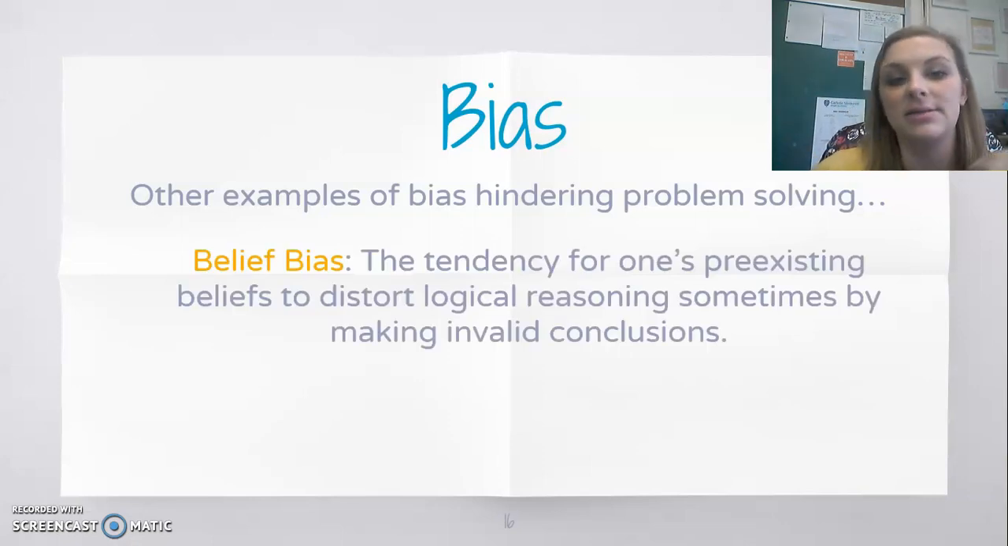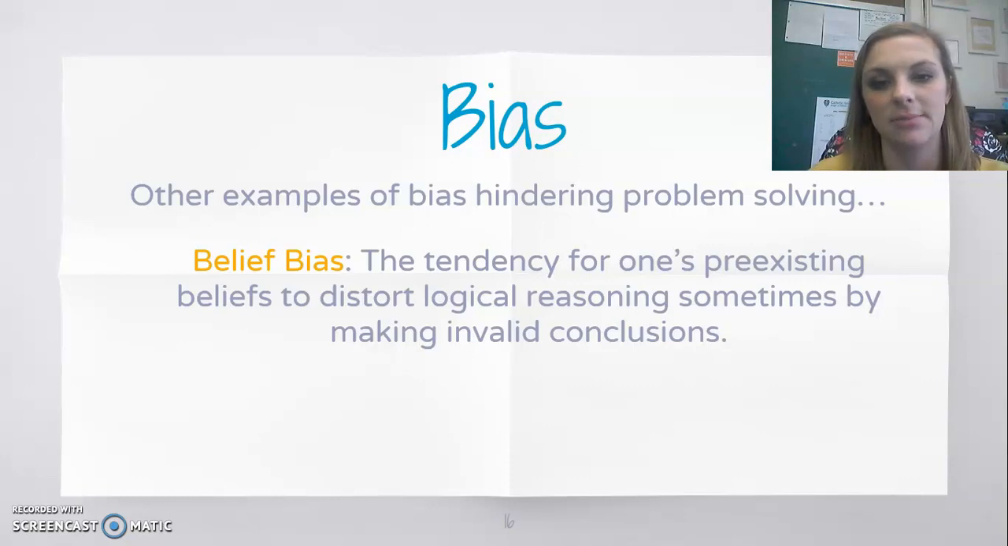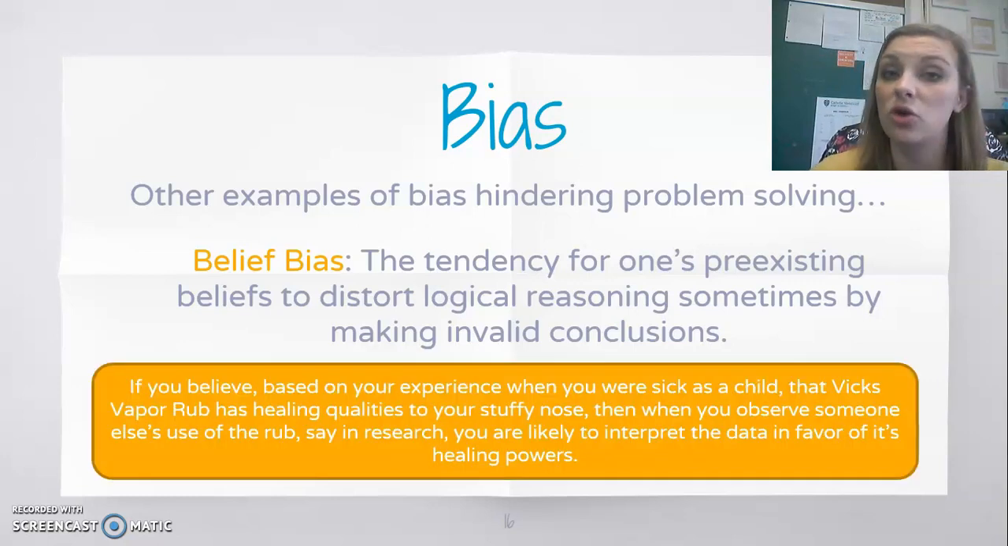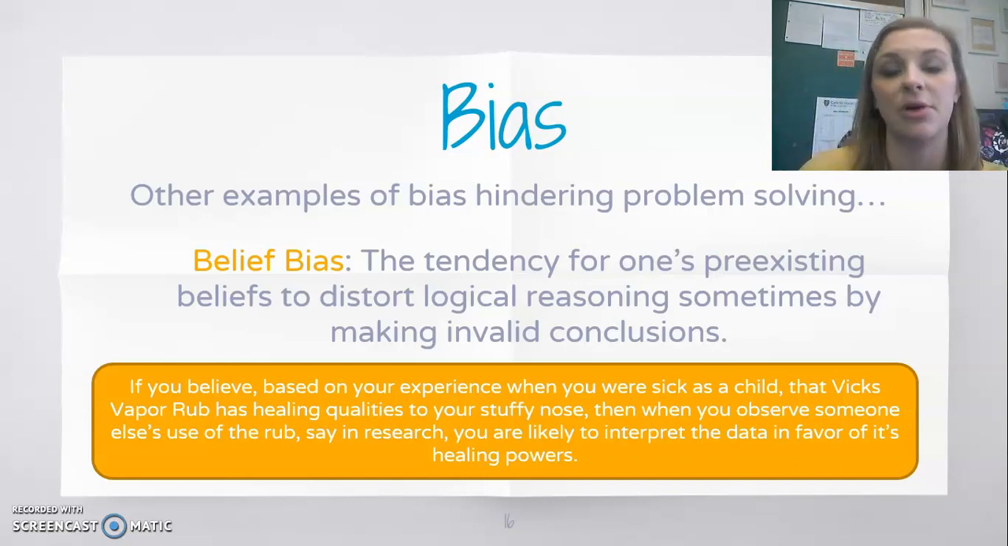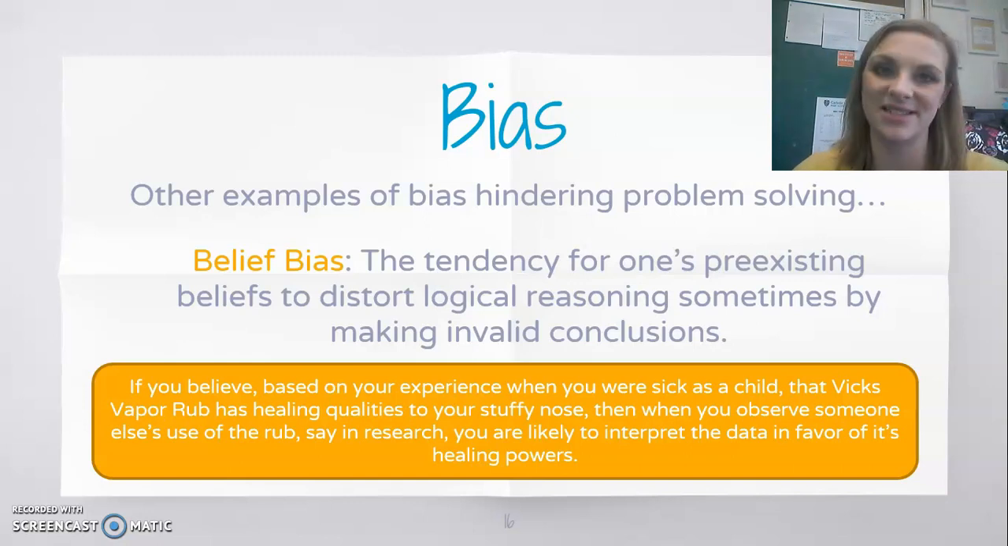Another example of bias is belief bias. Belief bias is the tendency for one's pre-existing beliefs to distort our logical reasoning, sometimes by making invalid conclusions. So if you believe, based on your experience when you were sick as a child, that Vicks has healing qualities for your stuffy nose, then when you observe someone else's use of the rub, say in research, you are likely to interpret the data in favor of its healing powers. Okay, so if you've always believed that Vicks is your lifesaver, you're going to interpret when someone else uses it that, oh, the Vicks is what helped you.